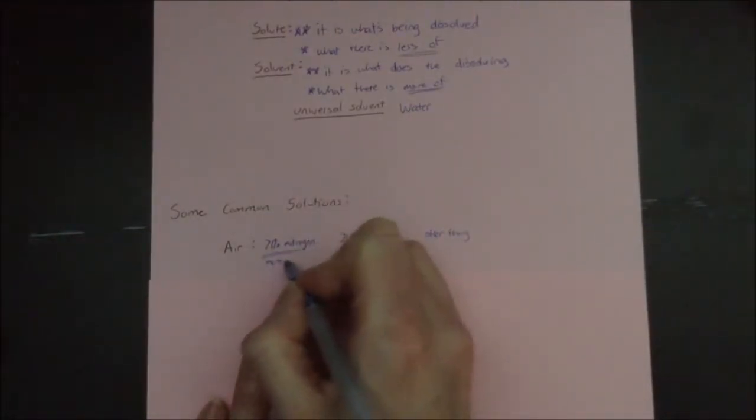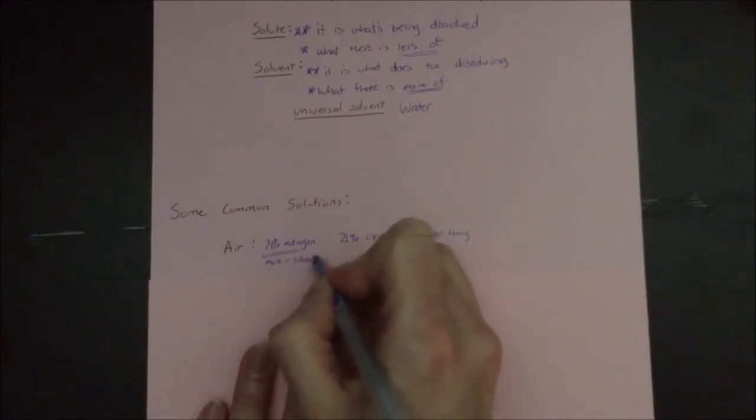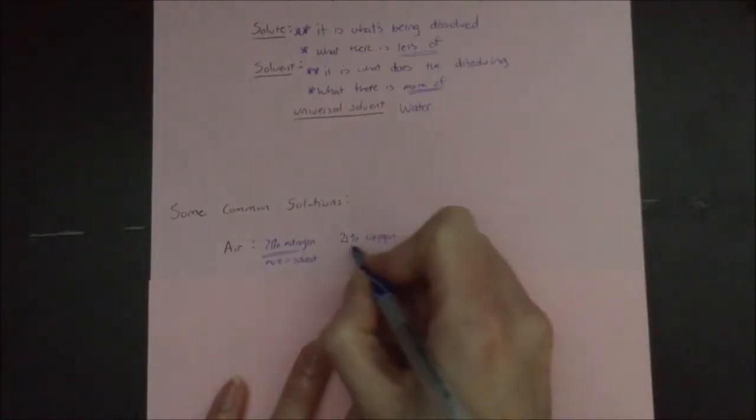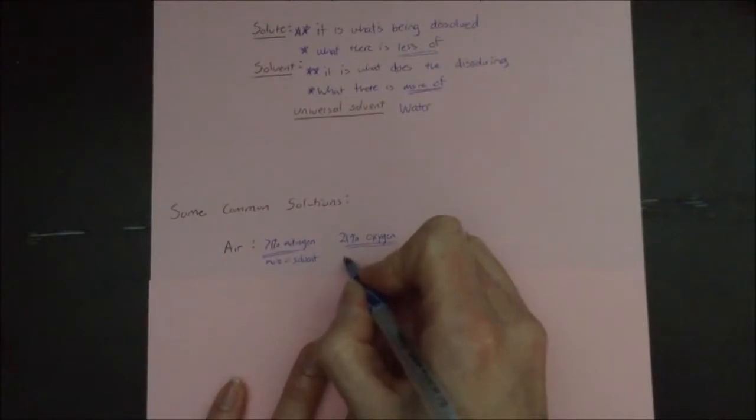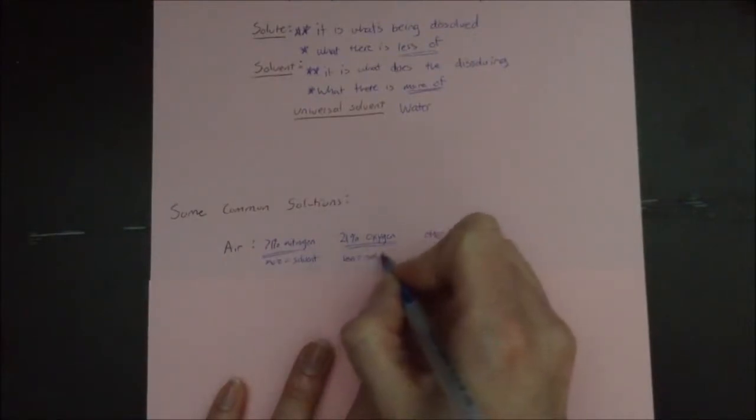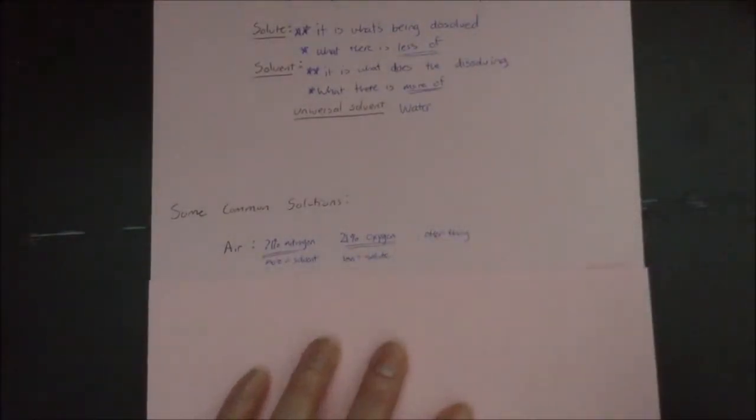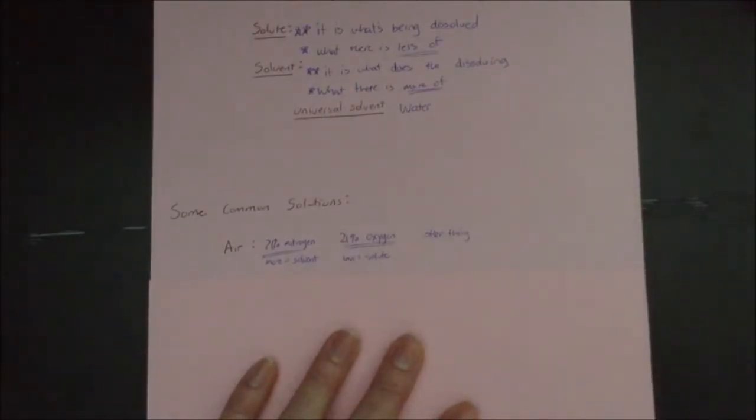Nitrogen, because there's more of it, is the solvent. Nitrogen is the solvent in our atmosphere, and then because there's less oxygen, that makes oxygen the solute. So if you want to think about it that way, oxygen is dissolved in our atmosphere.